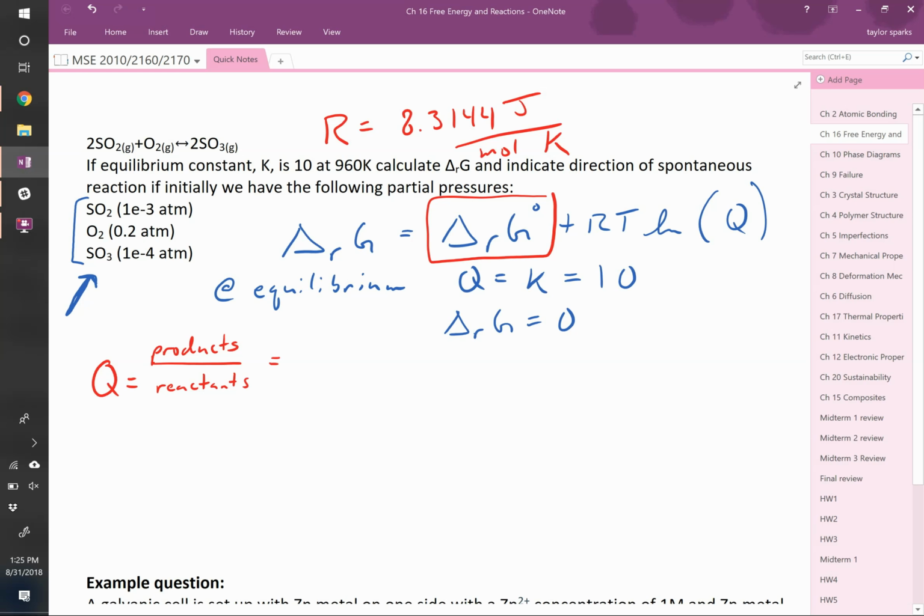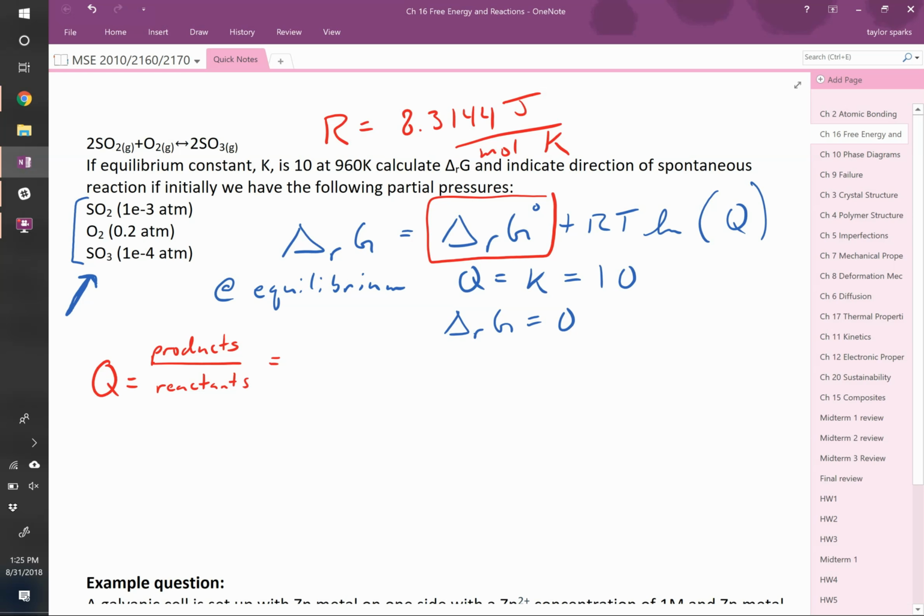And that's going to be squared, right? Because there's 2 moles of it. That's going to be divided by your reactant, so the partial pressure of oxygen to the 1 power, multiplied by the partial pressure of SO2 squared. That is Q. That's what goes inside the natural log function.